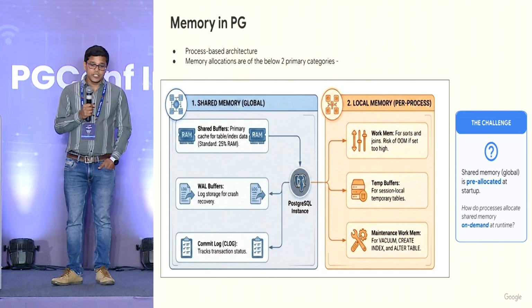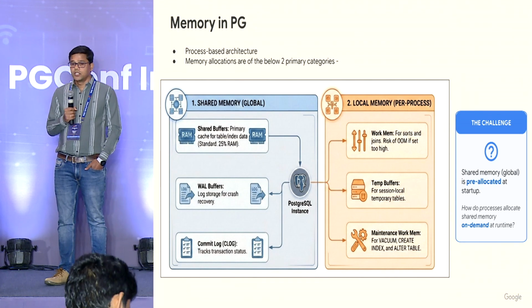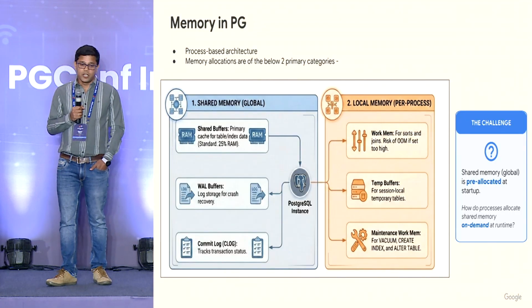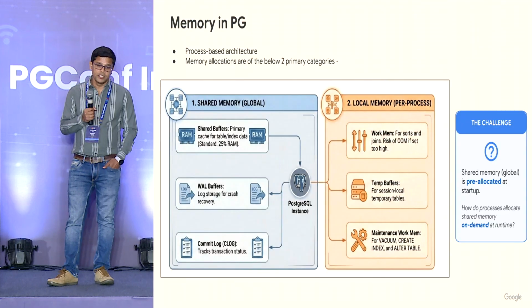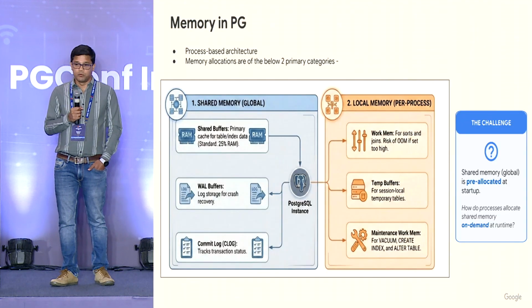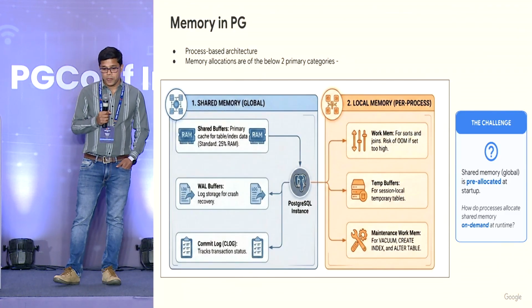If you see, these kinds of memories can be configured at runtime. Like work_mem, you can change it just before executing the query, and then the new memory will be allocated. The thing is that this is only per process, so that's why you are able to allocate on an as-needed basis at runtime.